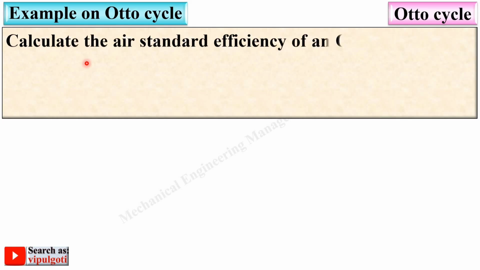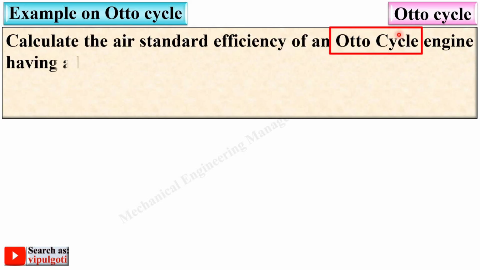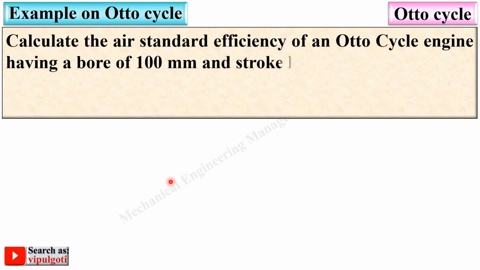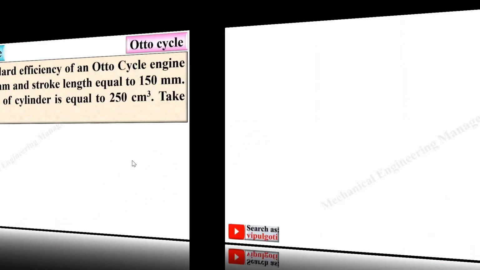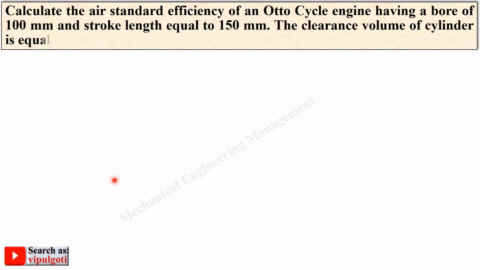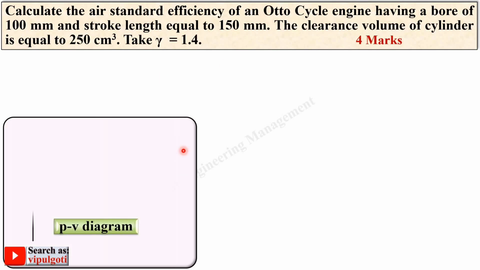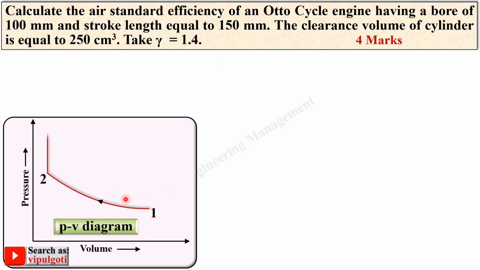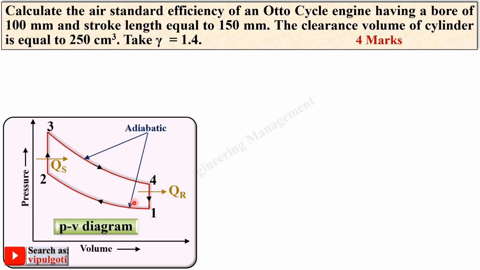Here it is written, calculate the air standard efficiency of an Otto cycle. So first of all, I am going to draw the pressure versus volume diagram for the Otto cycle. This is a very simple diagram for the Otto cycle, where there are two adiabatic processes and two constant volume processes.